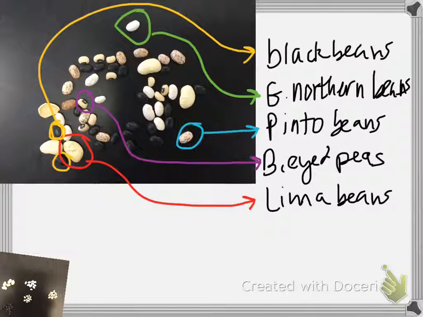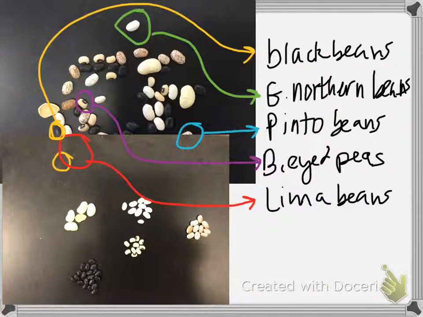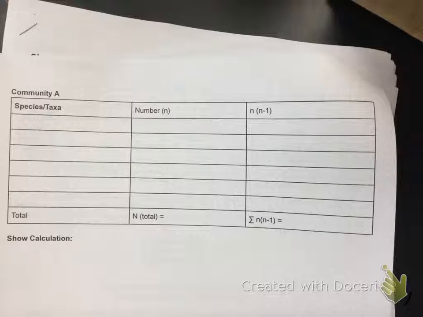And then you're going to sort them into little piles and count them. If you flip to the second page of the lab, I started off with just communities A, B, and C. So you can see at the top of each of those little tables it says community A, community B.